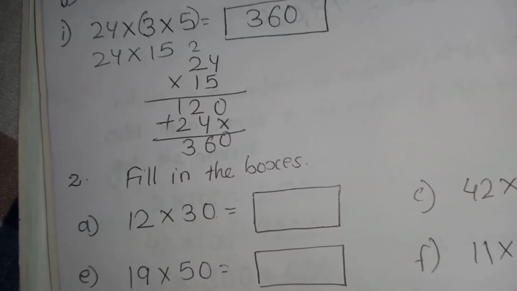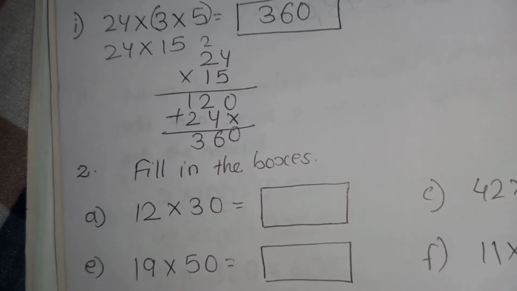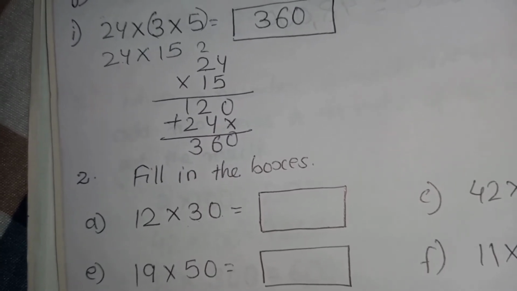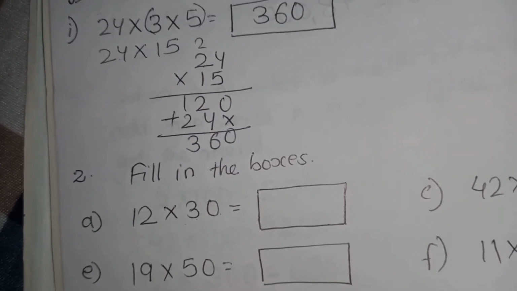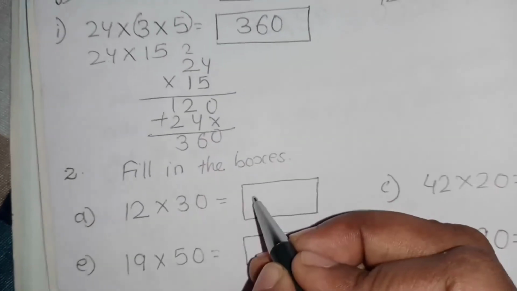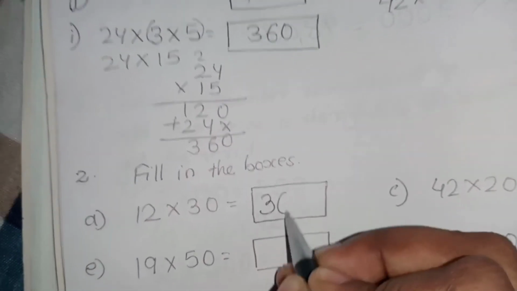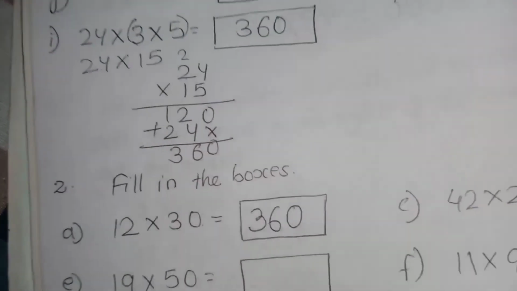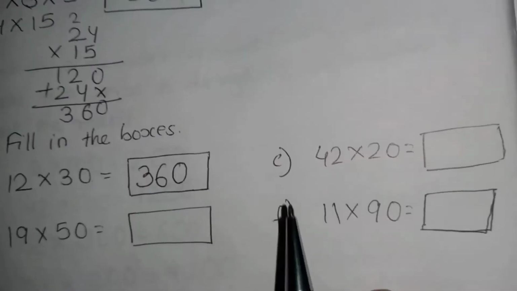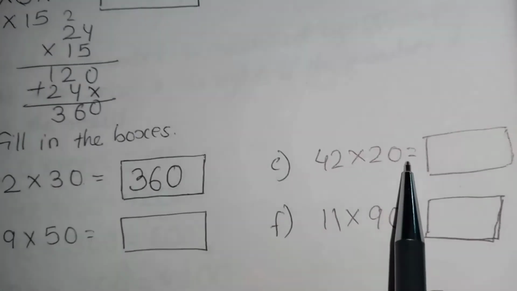So now let's read the 12 table. 12 1 is 12, 12 2 is 24, 12 3 is 36. So we'll write here 36. And then what we will do? We will add this 0 to the right hand side of the answer.